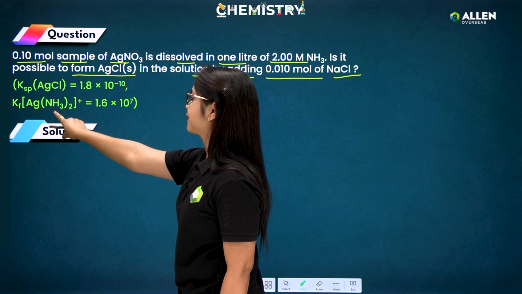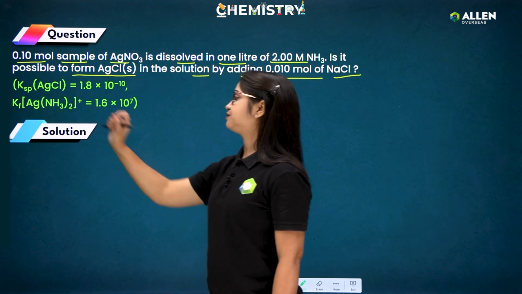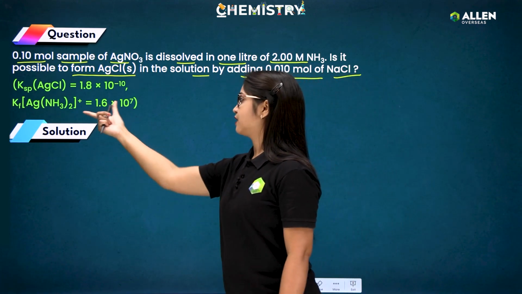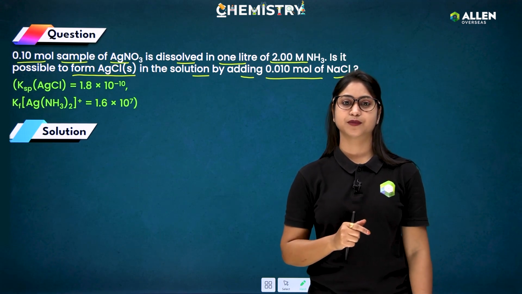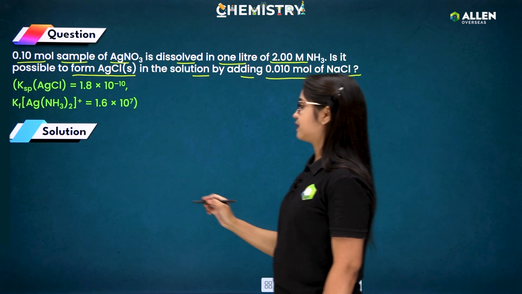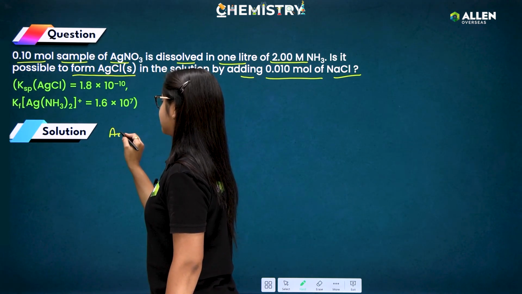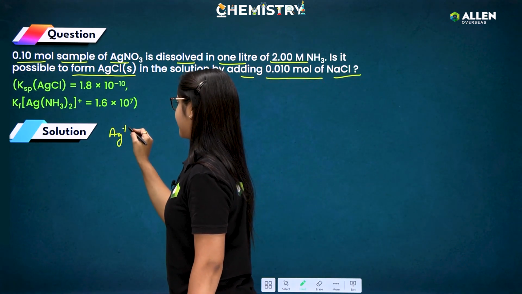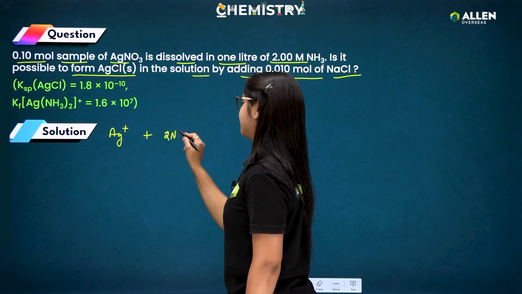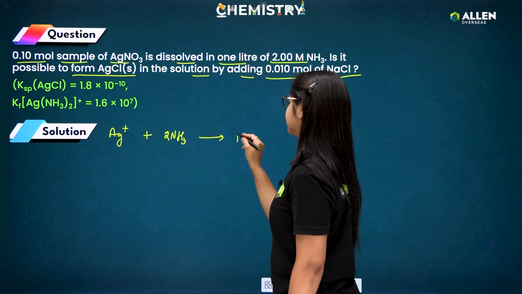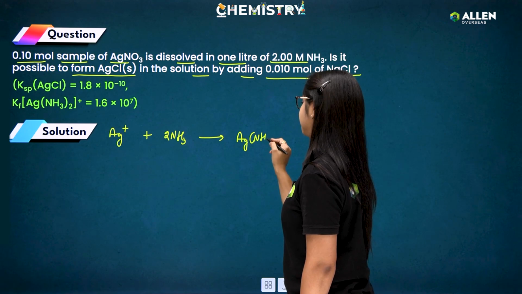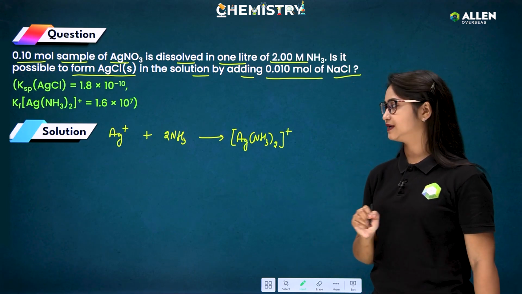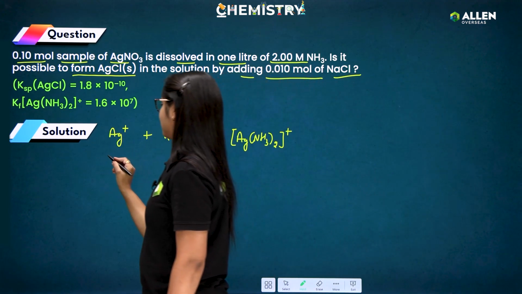Ksp of AgCl is given, and Kf, the formation constant, is given for Ag(NH3)2 plus. This complex formation constant is given here as 1.6 times 10 to the power 7. So how are we going to solve this? First of all, we have to write the equation. We know in silver nitrate, the silver ions will be present, Ag plus. So the silver ions will react with ammonia and form the complex Ag(NH3)2 plus. This complex will be formed by their reaction, right? Now I have 0.